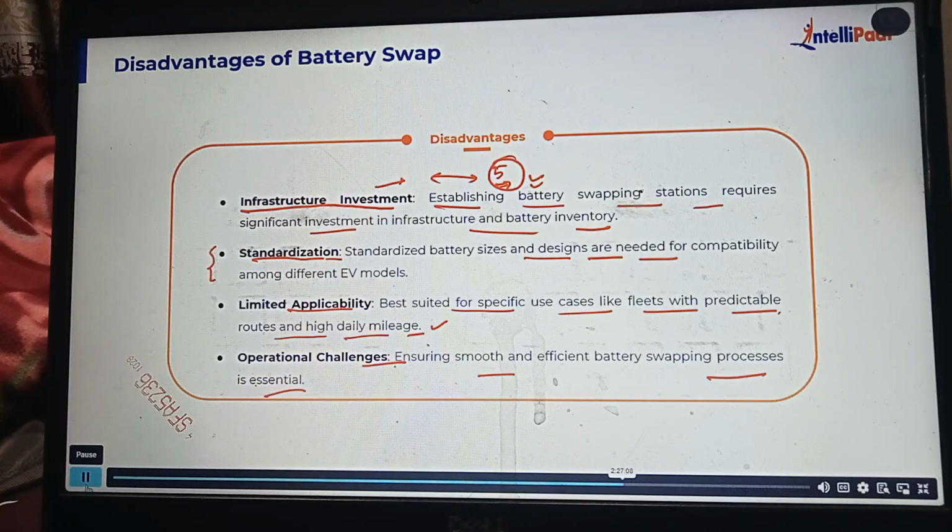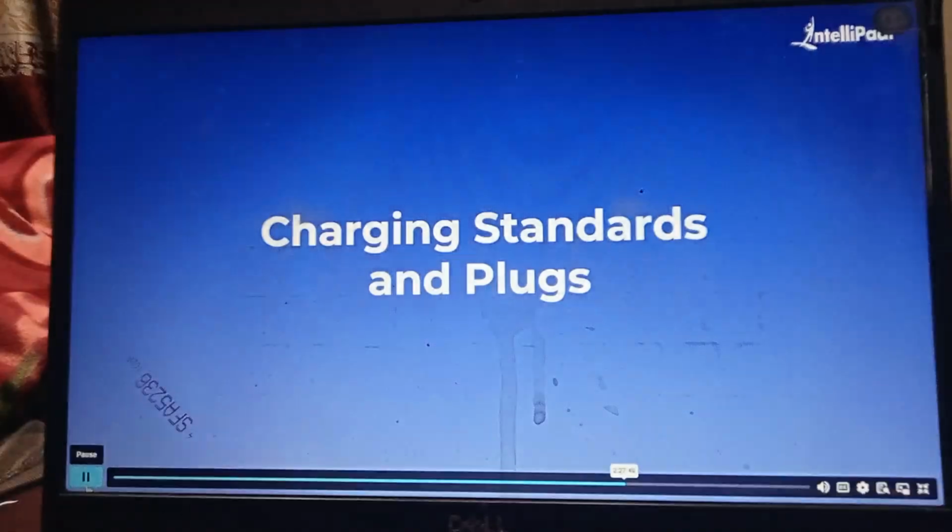Smoothness and safety are major concerns in a battery swapping station, right? Suppose some person does not know the technical things related to safety and other features. This may harm them if they touch the battery without switching off or taking it out from the terminals. So we have to take care of that. So operational challenges are there. Under operational challenges, the swapping of the battery is also coming, right? So definitely there are operational challenges if you talk about battery swapping techniques.